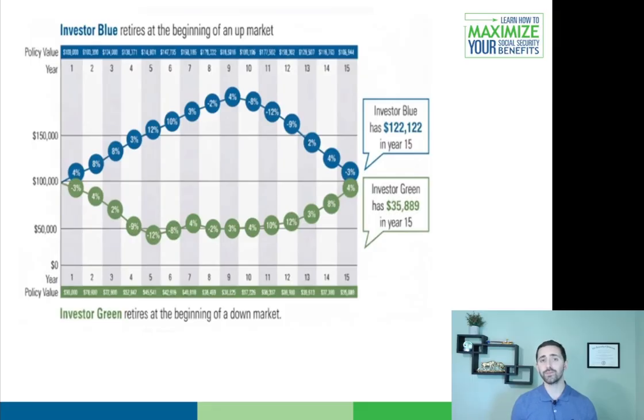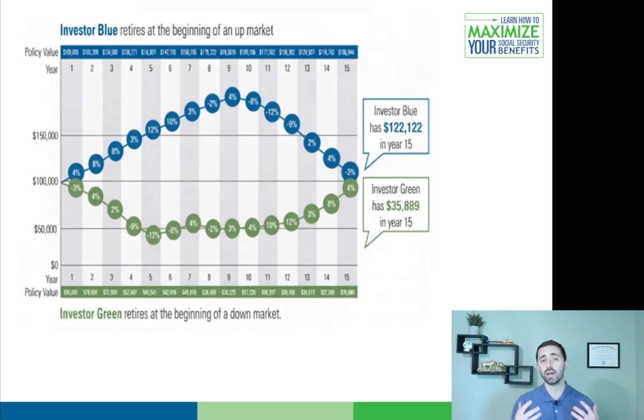Now I'm going to take you through an example that really brings home this concept of sequence of returns risk. We have Investor Blue and Investor Green, and they have the exact same setup: $100,000 in their retirement account. They plan to withdraw $5,000 each year. Now, the difference here lies in how the market reacts when they begin to start withdrawing from those accounts.